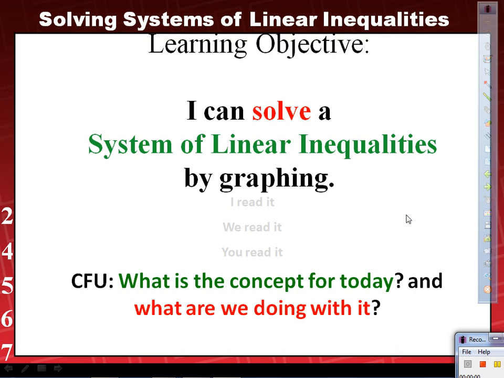That is correct. I can solve a system of linear inequalities by graphing. That's the concept for today. Very good. System of linear inequalities. So in your prior model, write that in there in the center.